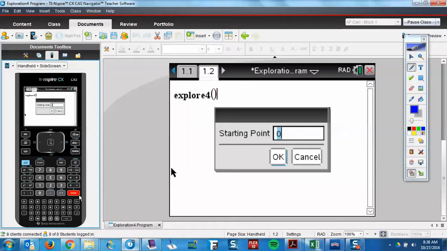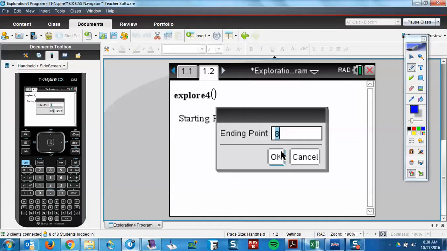And it's going to run this little program. One of the lines you might have seen in the program was request. Well, that makes a dialog box come up. So this little program is going to calculate the trapezoids for us. Okay? So our starting point is going to be 0, so hit OK. And our ending point is going to be 8.